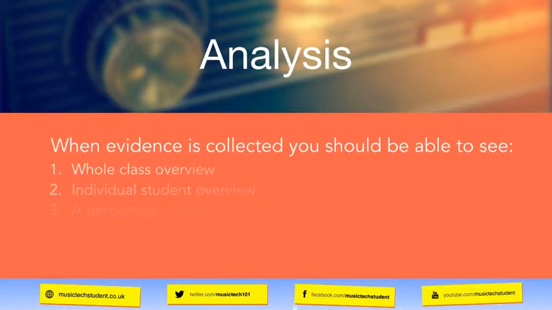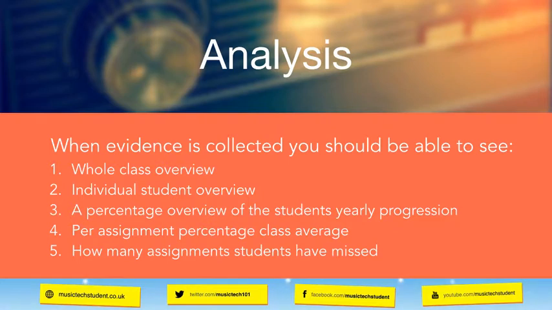So the analysis, pretty much the same. It's just making sure the evidence is collected, making sure that you're able to look at it in different ways, and ways in which Google Classroom allows you to look at that evidence. So you can see whole class overviews, you can see individual student overviews, you can see percentage overviews for a particular student in a year, you can see percentage overviews for class average on an assignment, and then finally you get evidence that a student has missed a particular assignment or how many they've missed as a massive overview.